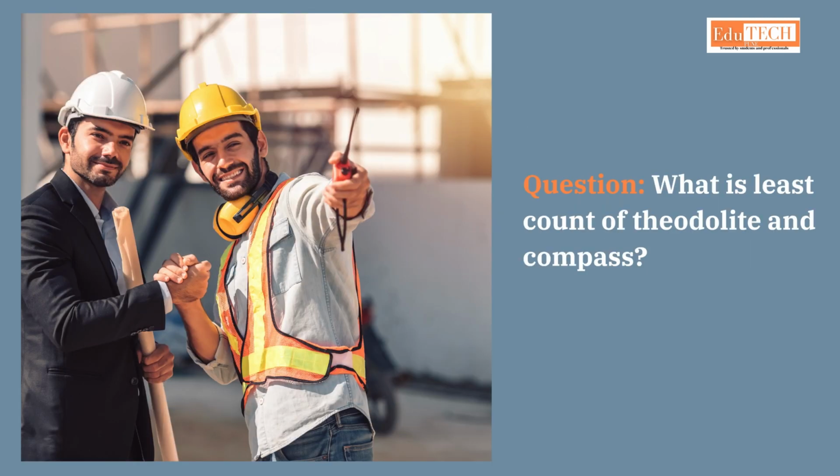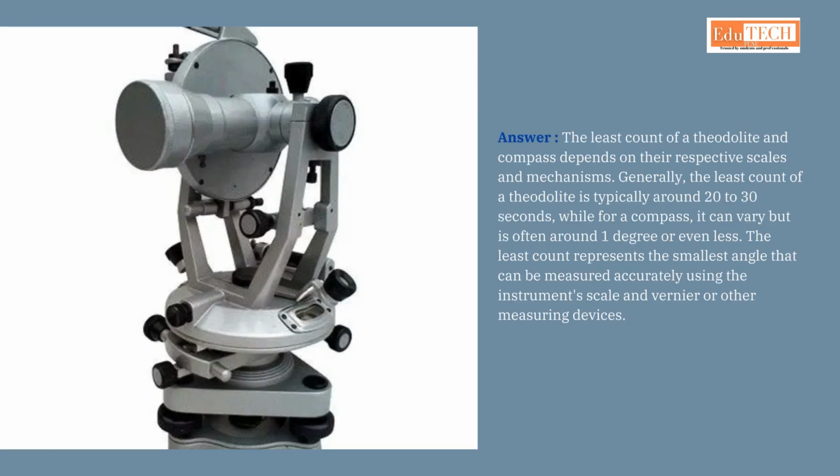Question: What is the least count of a theodolite and compass? Answer: The least count of a theodolite and compass depends on their respective scales and mechanisms. Generally, the least count of a theodolite is typically around 20 to 30 seconds, while for a compass, it can vary but is often around 1 degree or even less. The least count represents the smallest angle that can be measured accurately using the instrument's scale and vernier or other measuring devices.